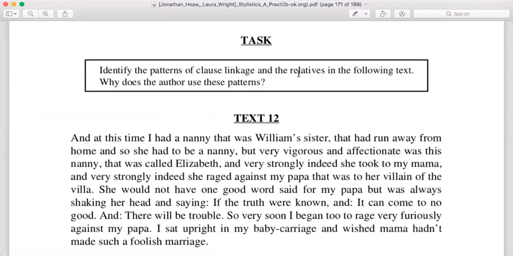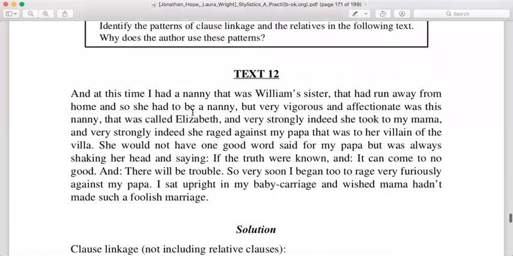Now what we are trying to do here is, while we will be reading, we can notice that we will find clauses and longer sentences and repetition of the same similar structure that are not there in writing. Okay, for instance, it starts with and. So the main clause, and at this time I had a nanny that was William's sister, that had run away from home, and so she had to be a nanny, right?